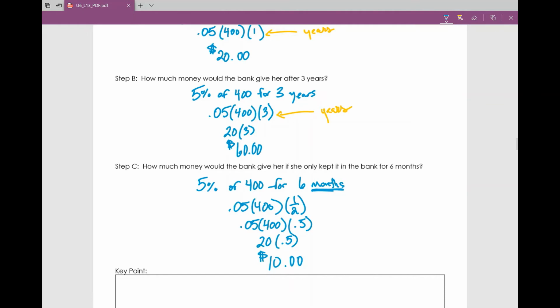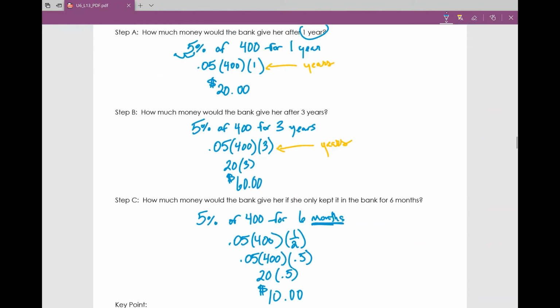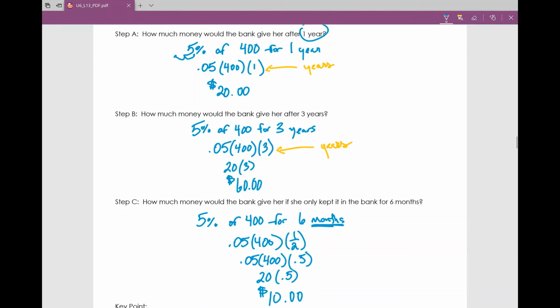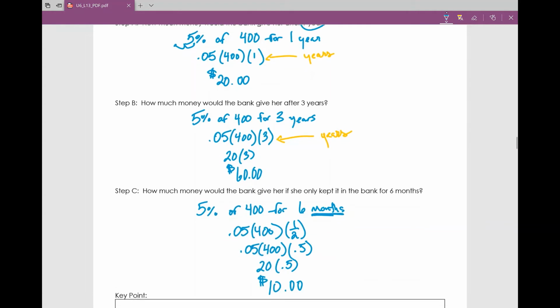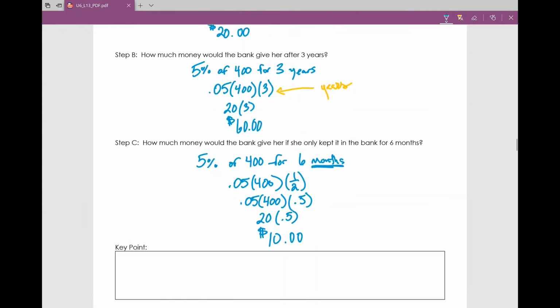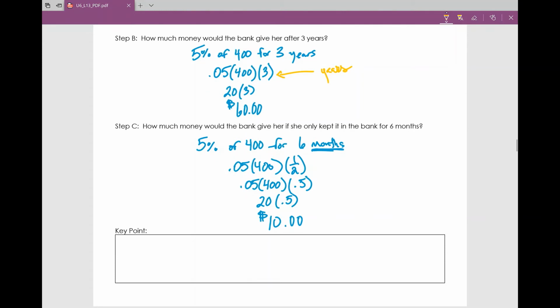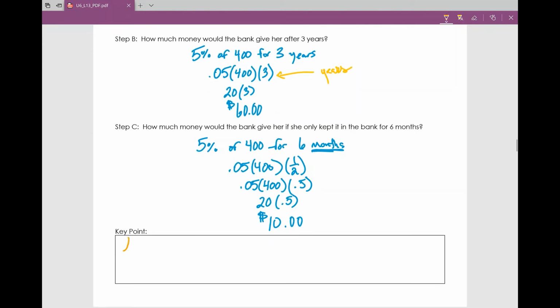So based on all of this, step C says how much money would the bank give her? Step B, how much money would the bank give her? How much money would the bank give her in step A? It looks like simple interest is what? How can we boil down simple interest? It's something that we're earning. It could also be something that we owe as well. But we'll get into that for the interaction with new material. Right now, we're going to copy down for our key point, simple interest.